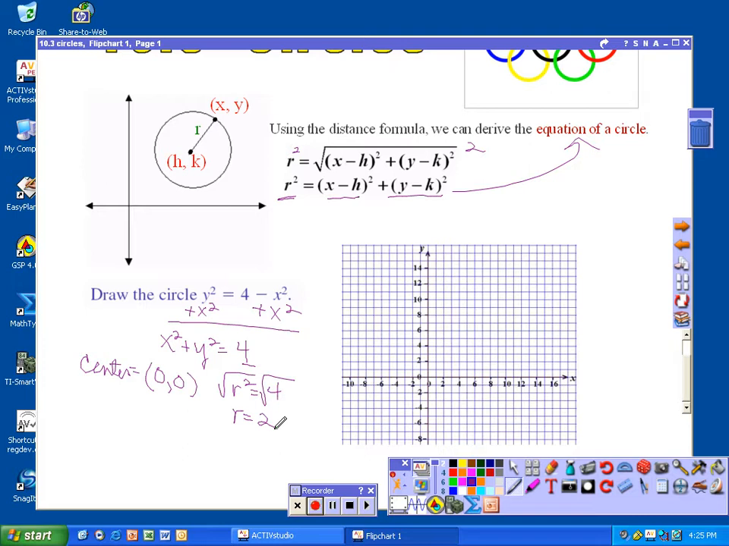From there, we should be able to plot our circle. Plot your center (0, 0), and then draw a radius out 2 from your center all the way around so that you can sketch a nice circle. Okay, ready to try another?